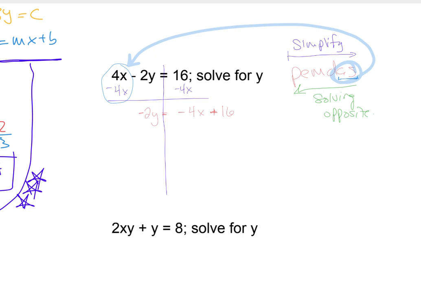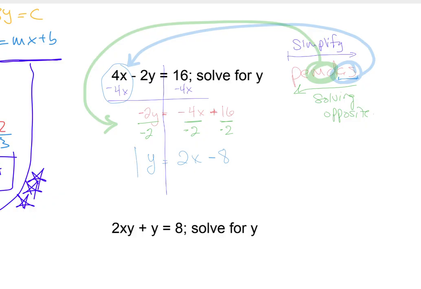Because next, what I'm going to do right here is divide by -2. And notice that the next thing over here would be dealing with multiplying and dividing. And that is what we did next, right? So, final answer time, y equals 2x minus 8.